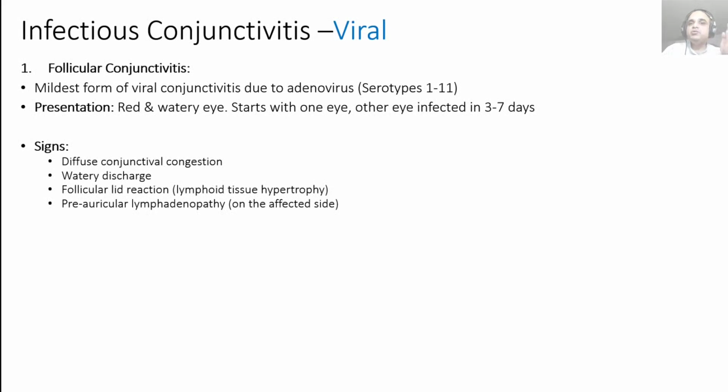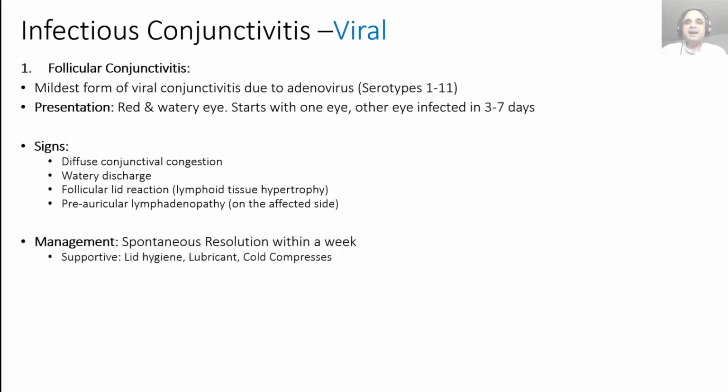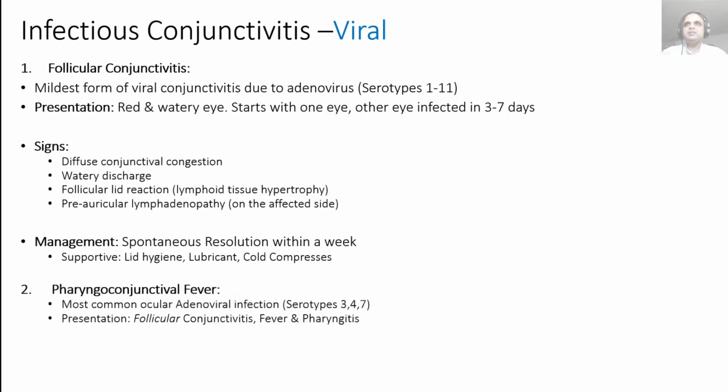The lymphadenopathy usually starts off on the affected side, and it's preauricular, the lymph nodes in front of the ears. And when the other eye is involved, the lymphadenopathy can obviously start on the other side as well. The management basically is supportive because you have a very quick spontaneous resolution within a week. So you have lid hygiene, cool compresses and lubricants, assuring the patient that this would go away, and also telling him or her that hygiene is important because you need to keep clean, and also ensure that you don't transmit it to others by touching your eyes and touching others.